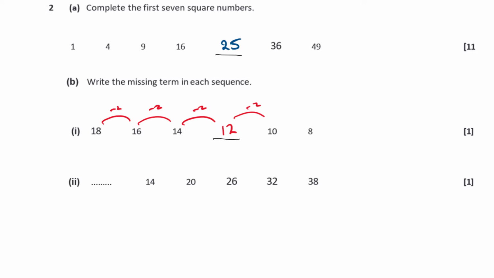And then blank, 14, 20, 26, 32, 38. Again, if we look at the term to term rule, 14 to 20 is plus 6, 20 to 26 is plus 6, 26 to 32 is plus 6. So presumably our missing number at the front plus 6 is 14. In other words, 14 subtract 6 is going to give me that number there. It's going to be 8, isn't it?